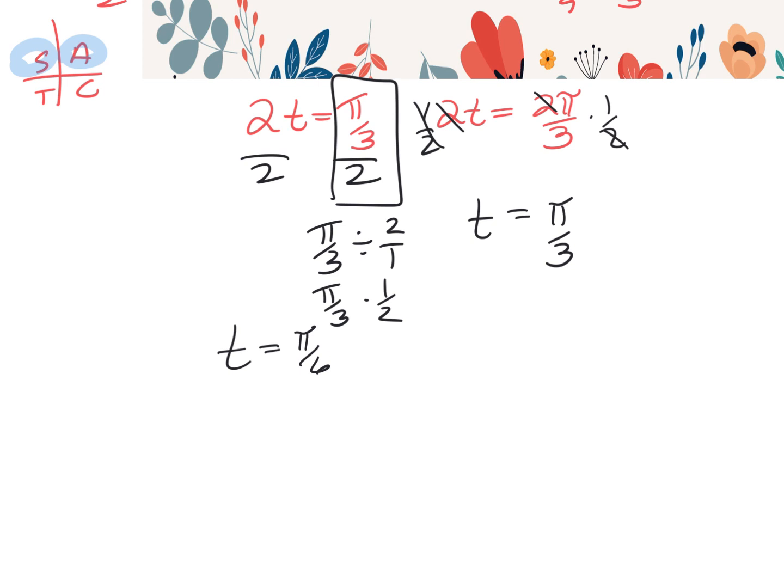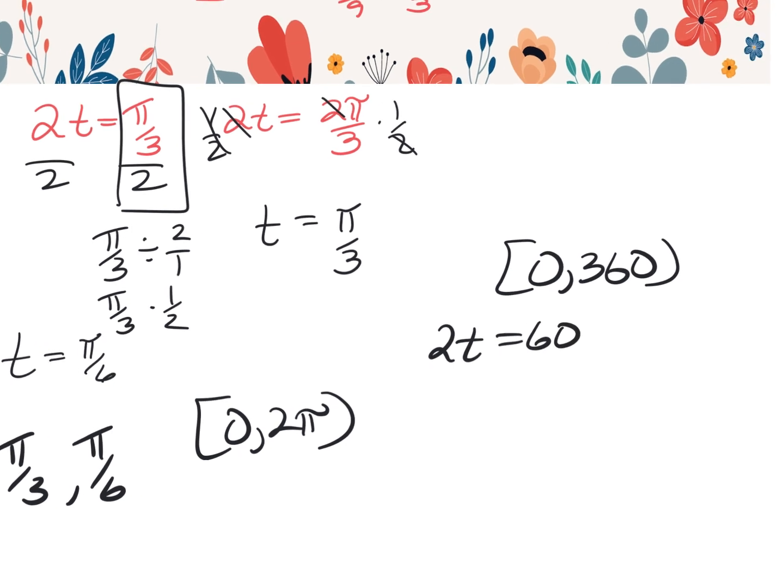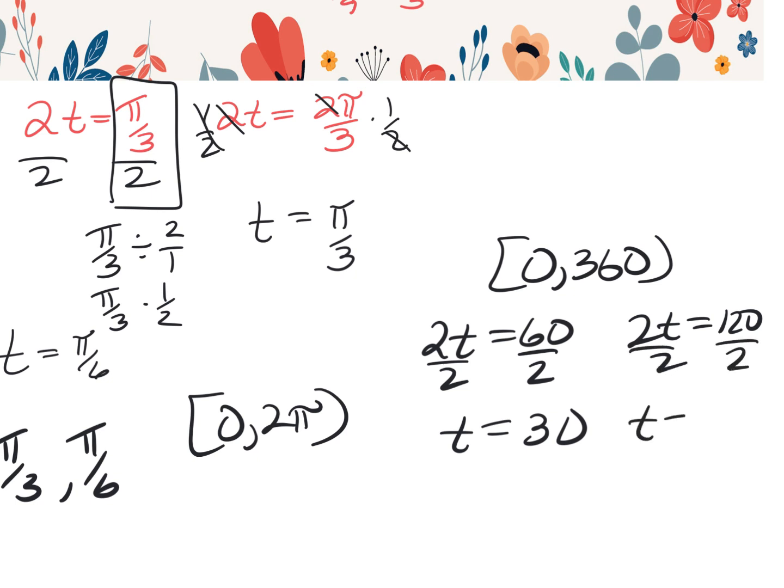Now, again, in degrees, this would be in radians from 0 to 2 pi. In degrees, 0 to 360, 2 pi, and then pi over 3, remember, is 60. And 2t, 2 pi over 3 is 120. Divide by 2, t equals 30, and t equals 60.